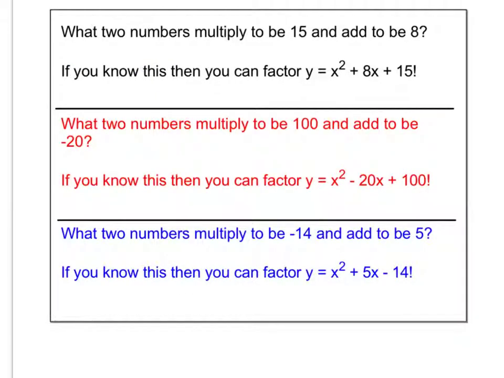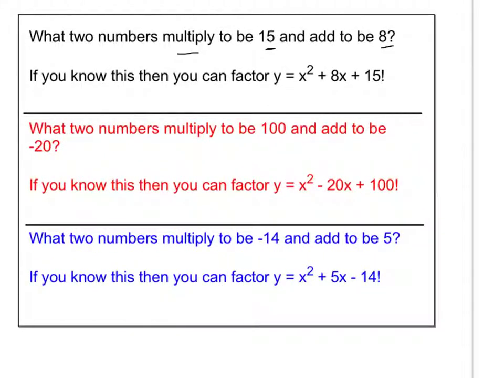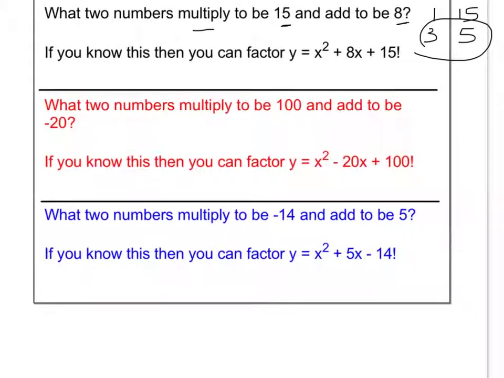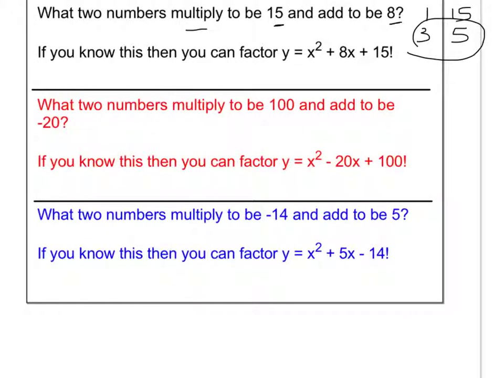So let's look at a few more examples. What two numbers multiply to be 15 but add up to 8? So let's think about this. To multiply to be 15, we've got 1 and 15, and then we've got 3 and 5. And those are all our factors. So we would have to use 3 and 5.